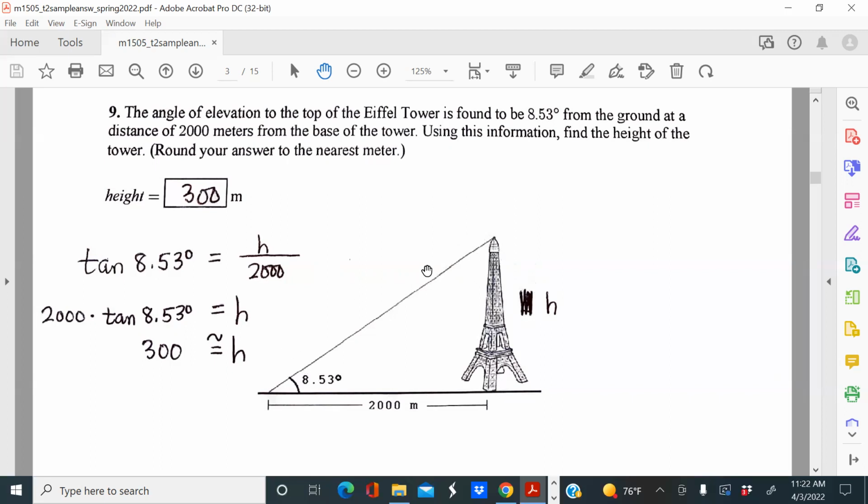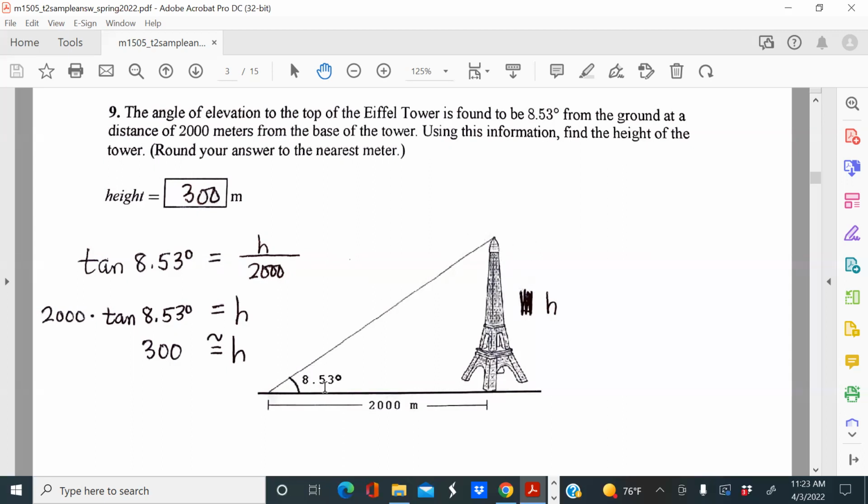Okay, well, obviously here, if you think of the Eiffel Tower as being the vertical side of a triangle, then in this picture we have a right triangle, correct? And one of the acute angles in the right triangle is 8.53 degrees. So again, we can use our knowledge of trigonometry to solve this right triangle, in particular to find the height of the Eiffel Tower. So let's set up a trigonometric ratio involving the 8.53 degrees.